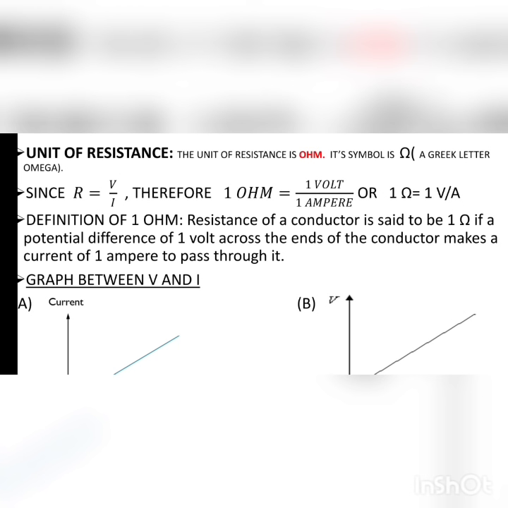Fine. Now if I want to define 1 ohm, by the formula it will come out to be 1 volt per ampere. Fine. By definition, the resistance of a conductor is said to be 1 ohm if a potential difference of 1 volt across the ends of the conductor makes a current of 1 ampere pass through it. Fine. So sometimes in exams we ask you to define 1 ohm. So this is the definition of 1 ohm. Fine.